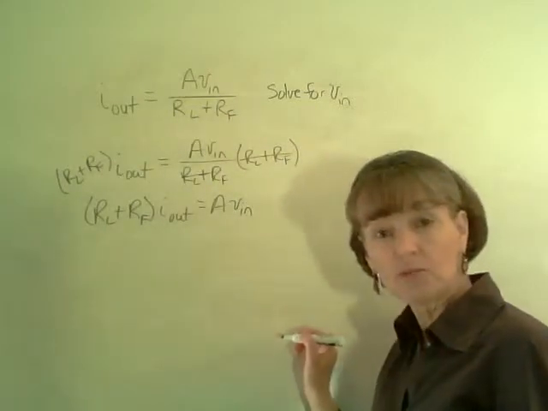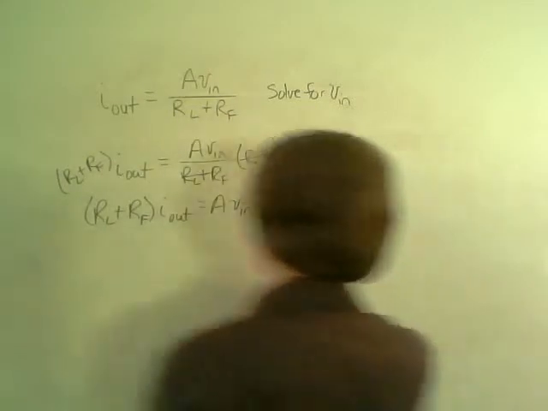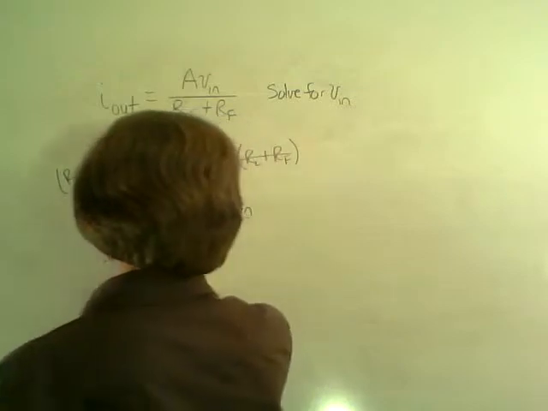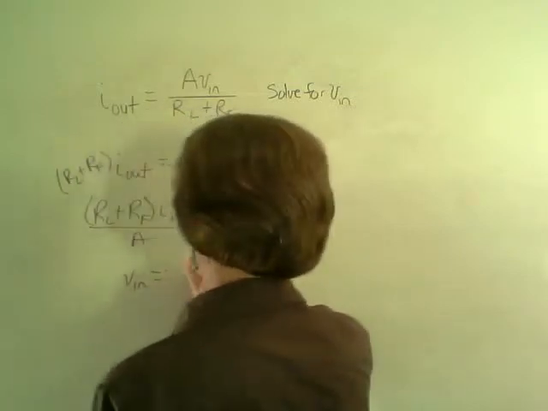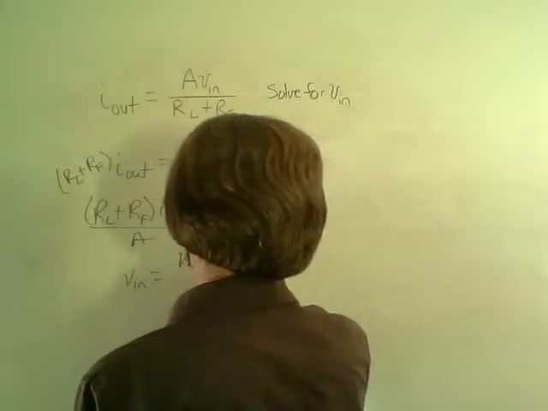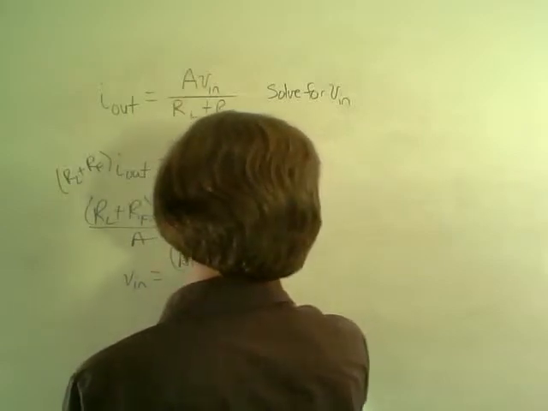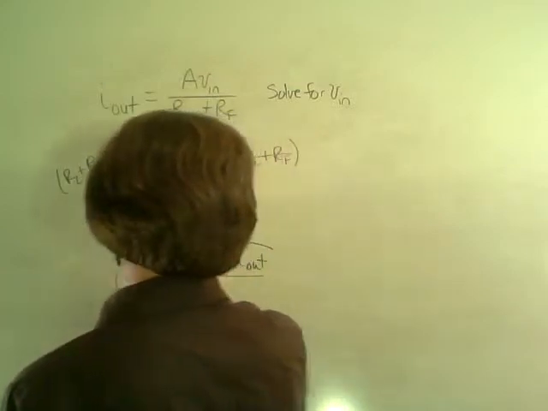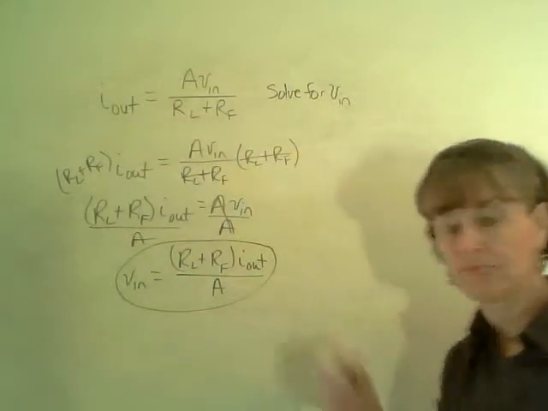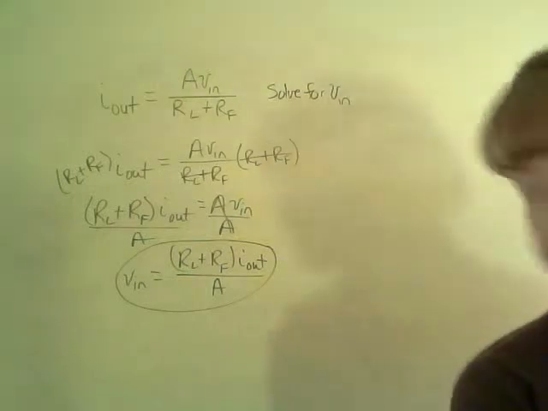Now, it is very simple to solve for Vn. I simply divide both sides by A, and I have my answer. Vn equals RL plus RF times I out over A. So there's my answer. All right, let's do another one.